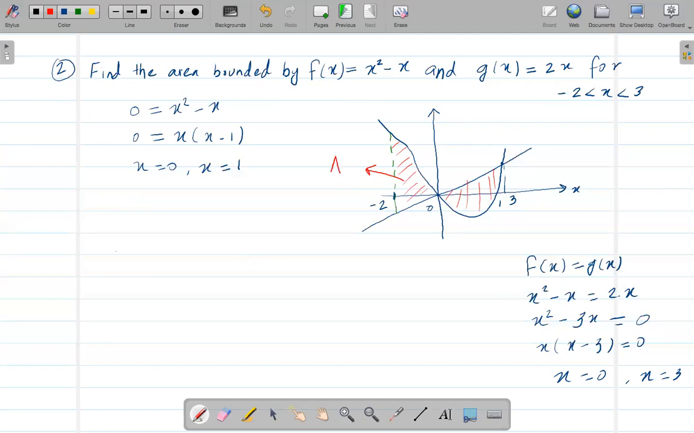Let's consider this region A1. And now for this region, it's opposite. In this region, g of x is on the top and f of x is on the bottom, right? So let's consider this A2. So we have to find the area of these two separately. So first, let's find A1.